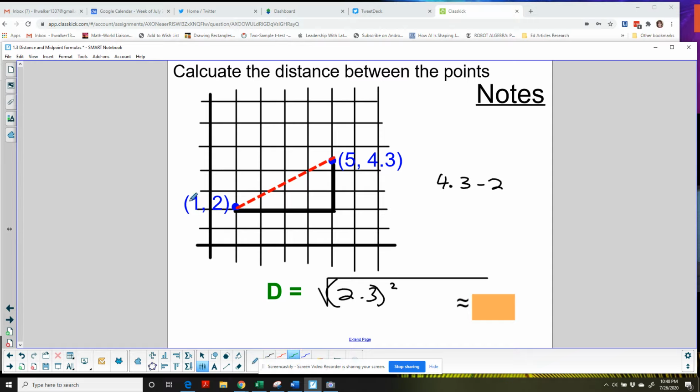The width is running from 1 to 5. That's going to be 4. So that's plus 4 squared. You square that, you take the square root, and check it with your calculator and let me know if that's wrong.